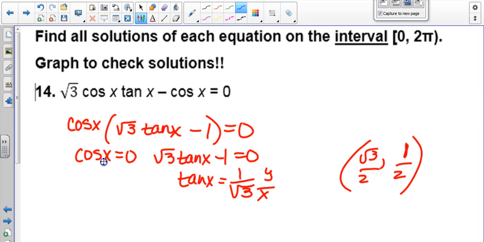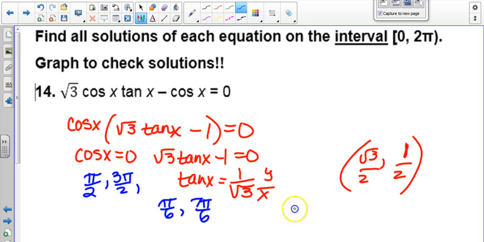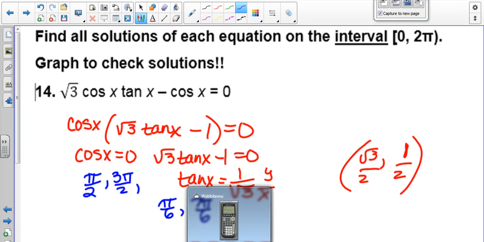All right, where's the cosine 0, first of all? Is that the only spot? 3 pi over 2. Okay. What about where does the tangent have a point that looks like this? Pi over 6 and 7 pi over 6, which is straight across, right? Because tangent repeats every pi. All right, let's type it in and see if we actually get 4 solutions.